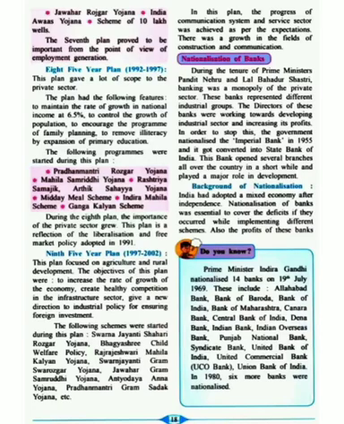Eighth 5-year plan, which was from 92 to 1997. This plan gave a lot of scope to the private sector. The plan has the following features: to maintain the rate of growth in national income at 6.5%, to control the growth of population, to encourage the program of family planning, to remove illiteracy by expansion of primary education.